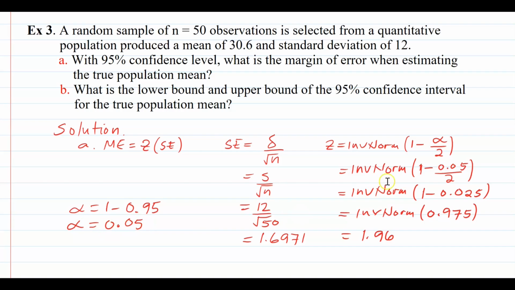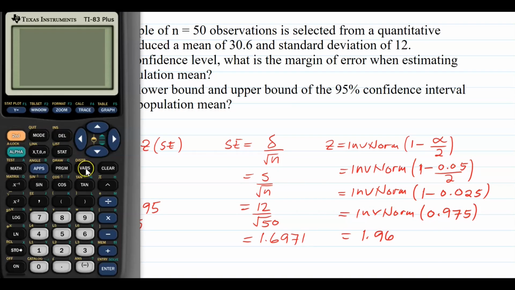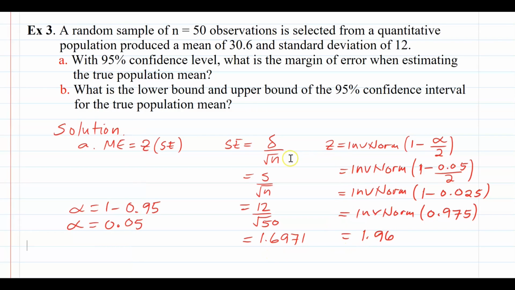So we substitute this value in this formula. Alpha is equal to 0.05, and divide it by 2. That will give us 0.025, and subtract that value from 1. The result is 0.975. So our Z will be inverse normal of 0.975. Inverse normal, so secant function distribution, third option, and then type in 0.975, and our Z value is 1.96.